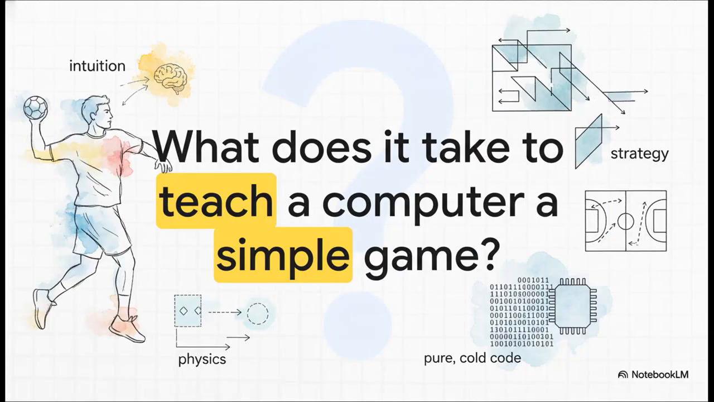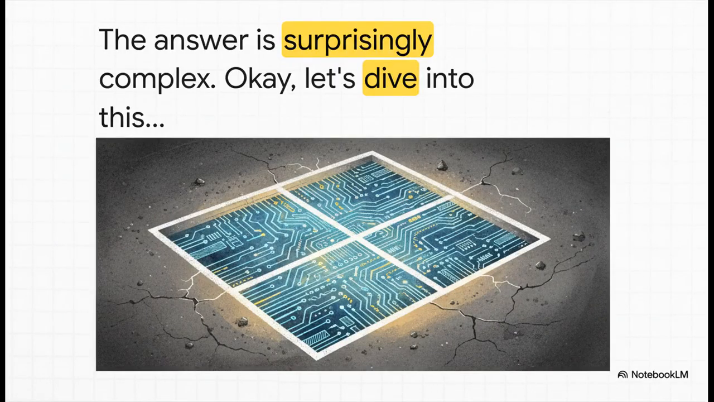It's a really good question, isn't it? We can pick up the rules in like 5 minutes, but for a computer, it's a whole different universe. You have to translate everything, our intuition, the physics of a bouncing ball, the unwritten rules of the game, into pure logical code. Because, as it turns out, the answer is way more complex than you'd think. The journey to build a digital version of this classic game actually uncovers just how much we take for granted.